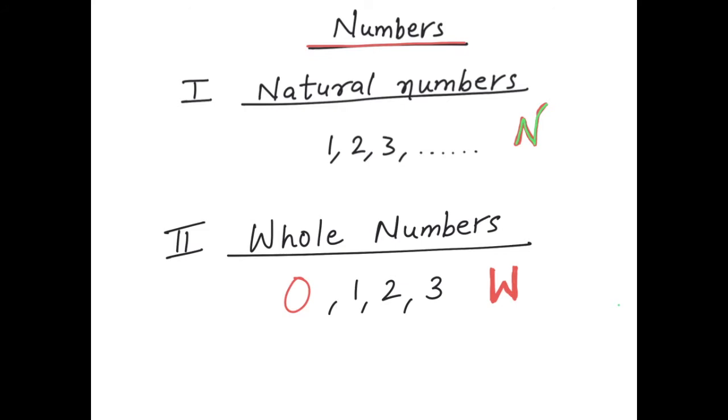The second type of numbers are called whole numbers. So whole numbers can be denoted with letter W. And whole numbers are same as natural numbers, 1, 2, 3 and so on, but it includes 0 also. So you can remember, whole has O. So whole numbers have 0 also. So this is also a method to remember it.